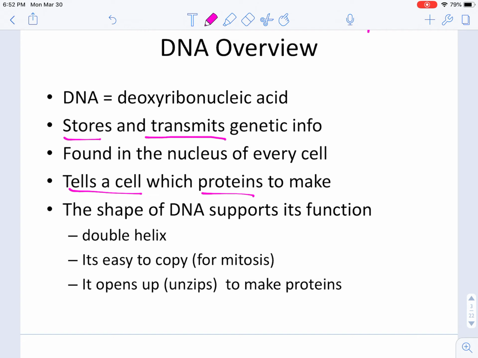My brain, for example, does not make melanin, but my skin does. So different cells will use different proteins, but they all have the instructions on how to make everything.